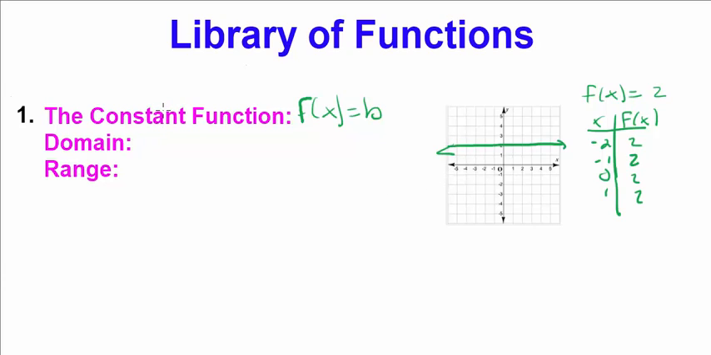All right, so think domain and range. The domain for this will actually be -infinity to +infinity. The range, however, is simply going to be that value b. So for my specific example, the range will just be 2. And again, this is in interval notation.